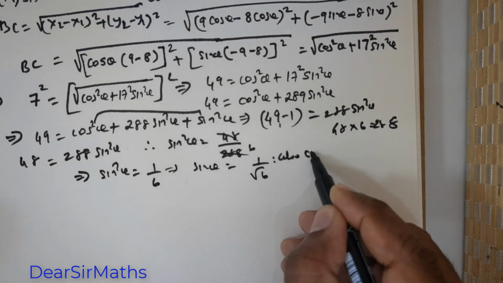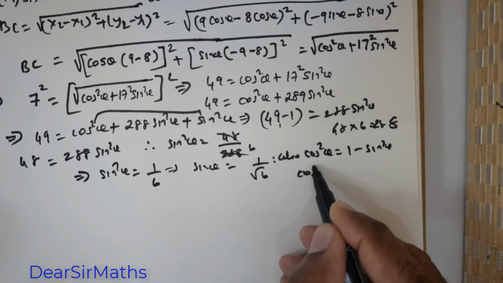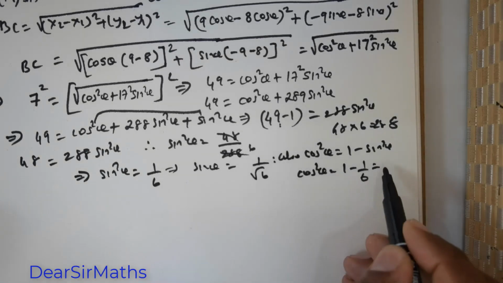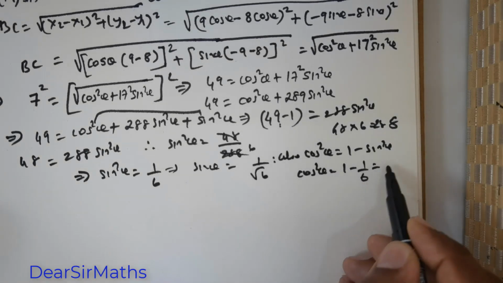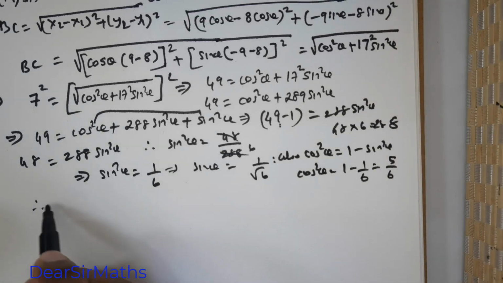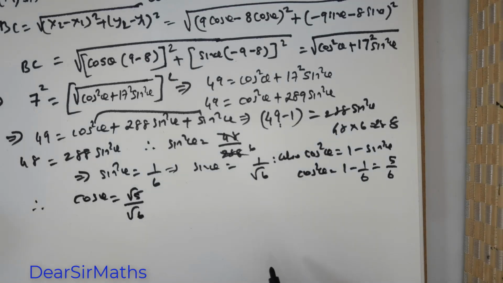What is cos squared theta? Cos squared theta is 1 minus sine squared theta. So cos squared theta is 1 minus sine squared theta, you can substitute 1 over 6, and that would give me 5 over 6. This is cos squared theta. So therefore, what is cos theta? Cos theta is equal to root 5 divided by root 6. So this is the value that we have got.